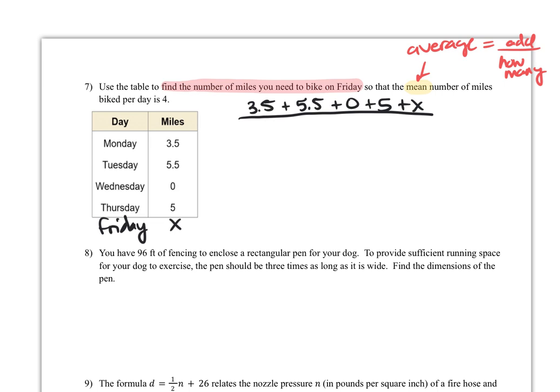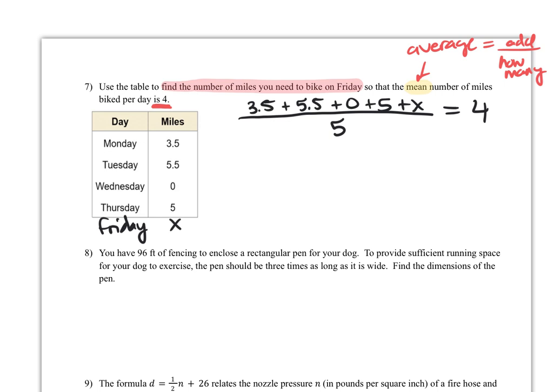And then you guys said divide it by how many? How many days are we talking about? Careful. 5 days. Because remember, we don't know what Friday is, but we still need to count it in. So divided by 5. And what are they saying the average is they want it to be? Yes. They want the average to be 4, means equals 4.